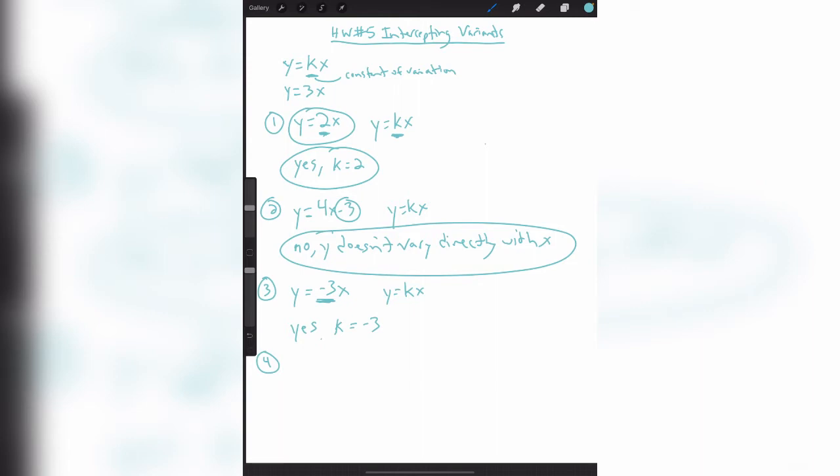All right, number 4. Now, this one might be a little bit tricky. We have y is equal to 6x equals 0. So what we would do here is, we can't just look at this and say, oh, well, it doesn't look like y is equal to k times x. It doesn't look like it, we're done. Because we can actually make it look like it. Here's what I mean. So we can add 6x to each side, and we get y is equal to 6x. Right? So there's our constant of variation right there. So we can say, yes, k is equal to 6.